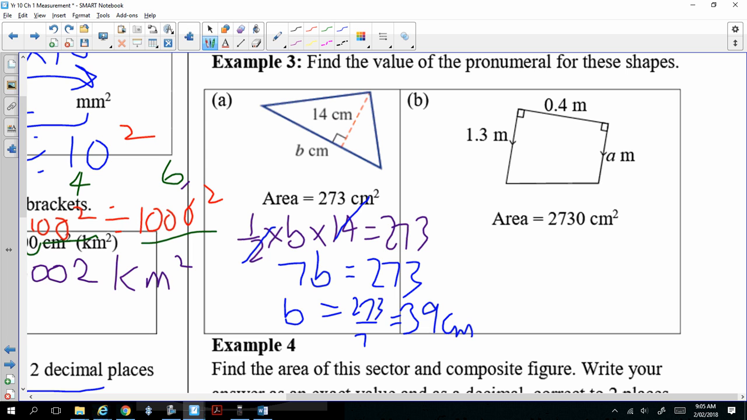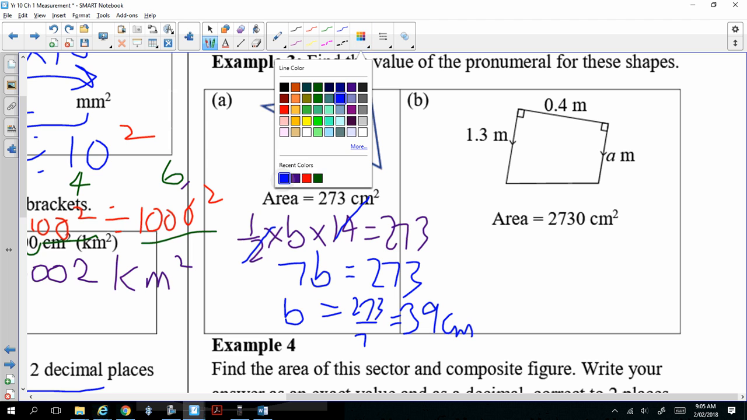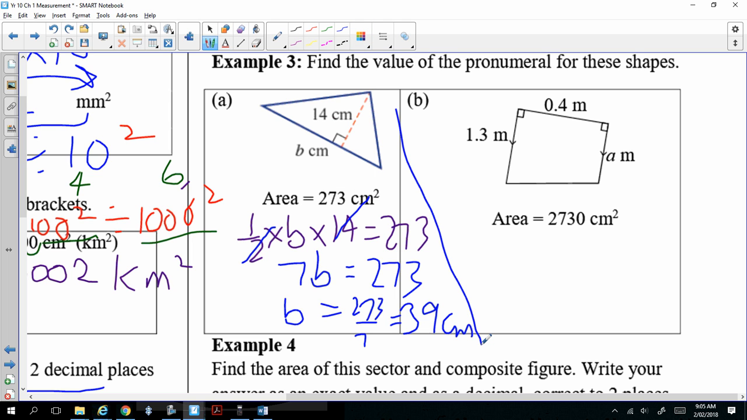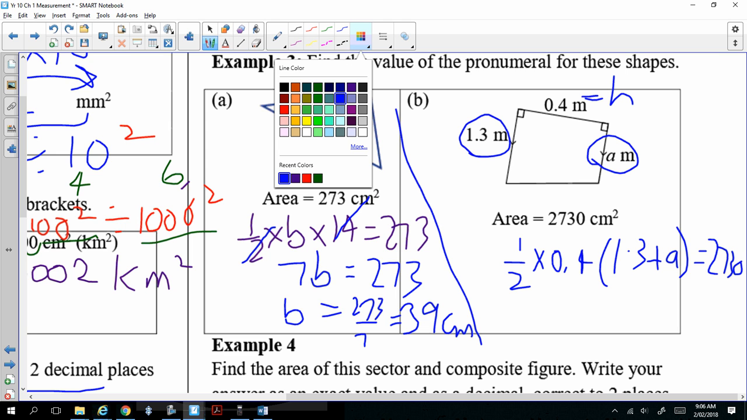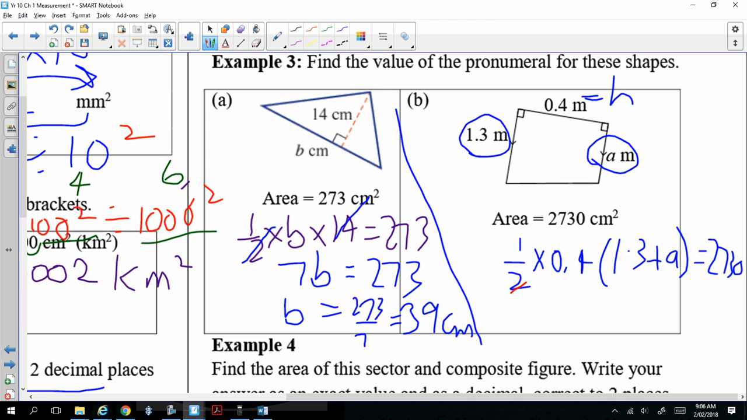Next one, it's a bit harder. So you go half. Now this is your height. Remember, A and B are the parallel sides. Half times 0.4 bracket 1.3 plus A equal to 2730. And what you could do is just calculate half of 0.4, which is 0.2. Now you don't need to expand the bracket. All you have to do is divide by 0.2 on your calculator.